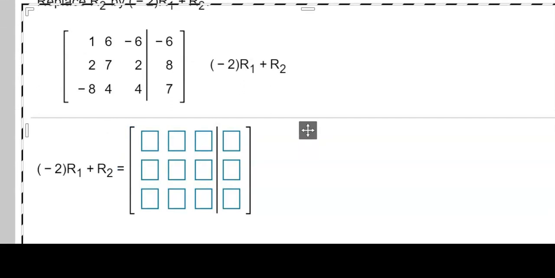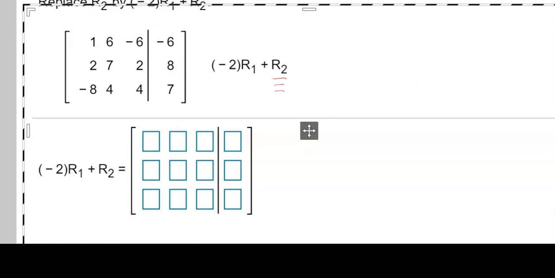All right, so here's what I know. I'm supposed to take negative 2 times row 1 plus row 2. So here's what you know. Whatever is written last is the only thing that's going to change. So row 2 will change. Rows 1 and 3 will not. So I'm going to go ahead and fill those in. This is a 1, 6, negative 6, negative 6, negative 8, 4, 4, and 7. Those will not change. Now we have to do what the rest of it says.